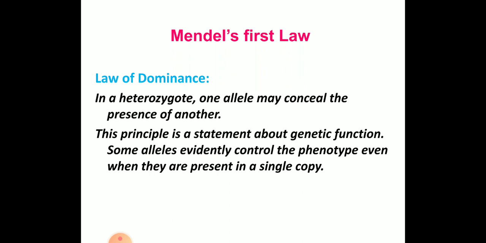So here in the law of dominance, if something wants to be expressed in the next generation, or has to be transferred from one generation to another, it has to be the dominant character. Then only you can see the character from parents to offspring. So that is what Mendel's first law explains, that is the law of dominance.